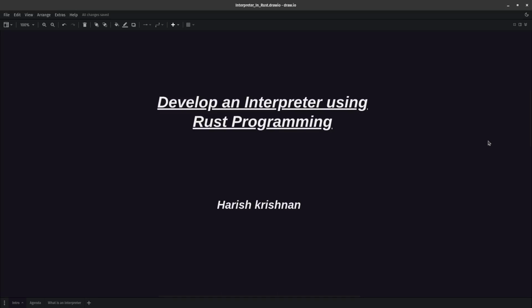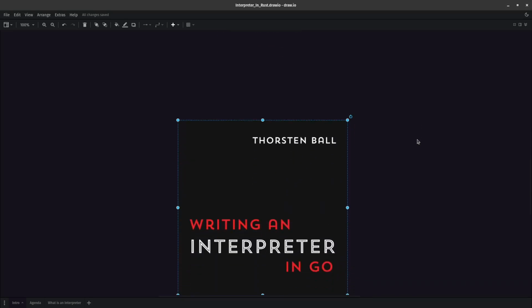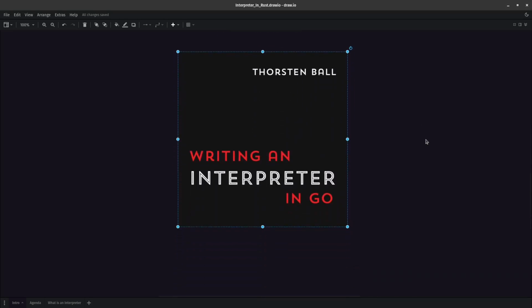So I was looking for resources, and that's when I found this book by Thorsten Ball, Writing an Interpreter in Go. This book was the one I was looking for. It was not too complicated and not too dense. At the same time, it's not too shallow as well. It was somewhere in the perfect place.